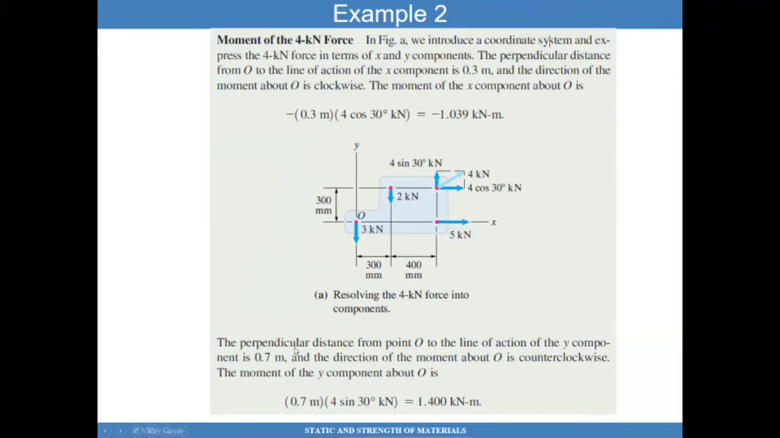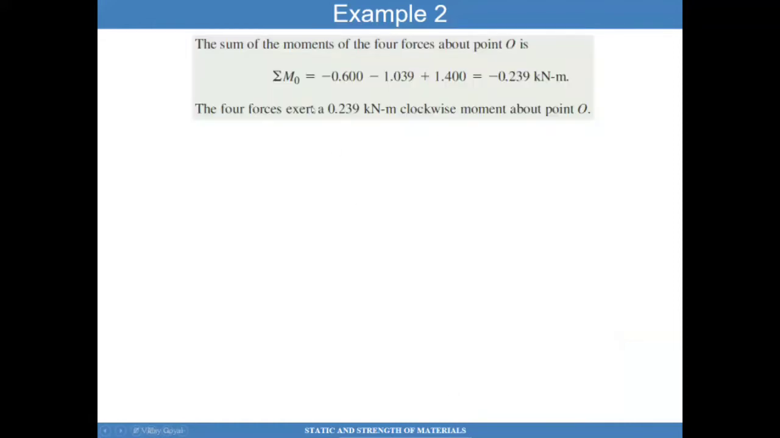The perpendicular distance from point O to the line of action of the y component, so this component right here, that distance is 700 millimeters. So I can do that multiplication and I get 1.4 kilonewton times meter. Now I have to take these three moments I calculated and add them up. The summation of the moments gives you minus 0.239 kilonewtons times meter, and so that's a clockwise moment about O. This gives me the tendency of these forces to cause the body to rotate.